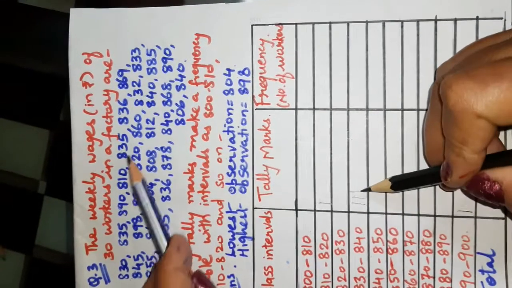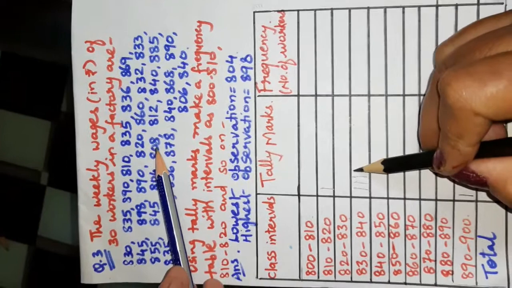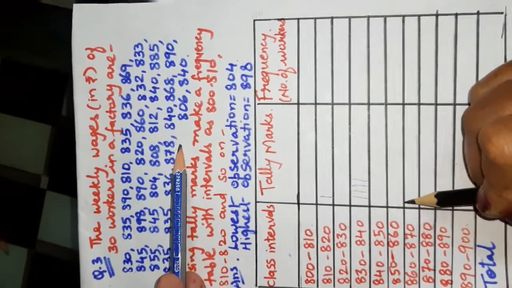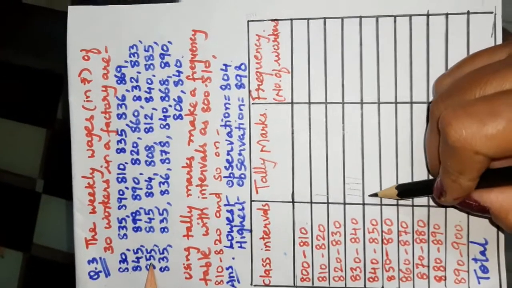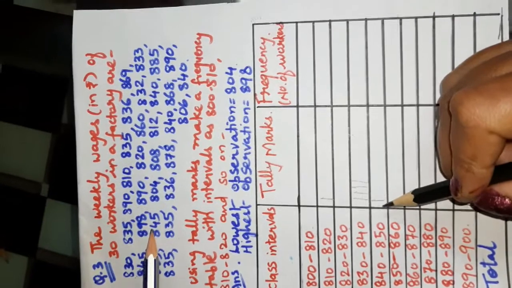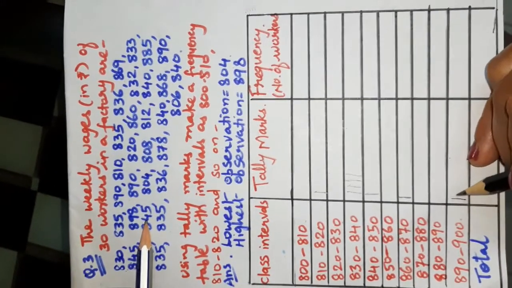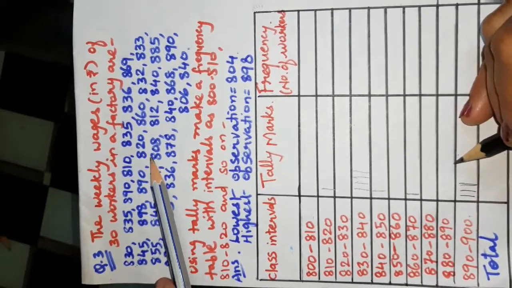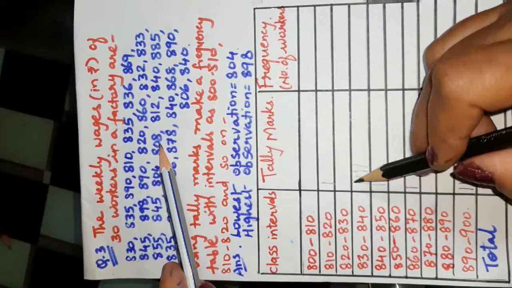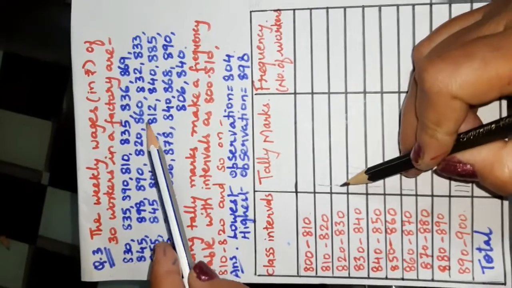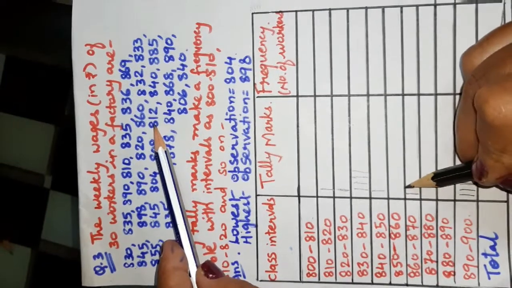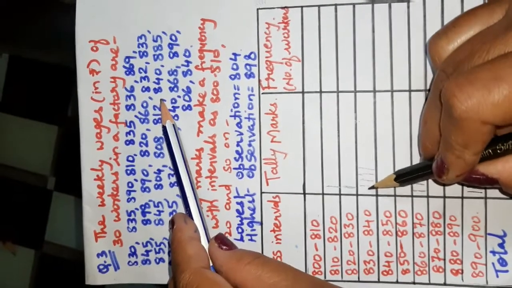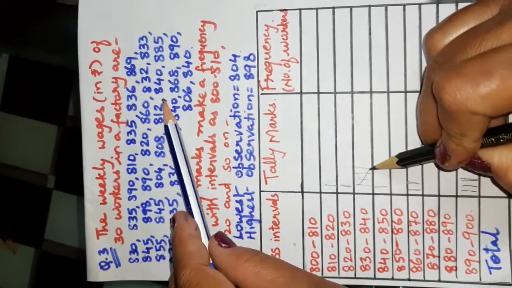835, 836, 869, then 845, 898 will be here, then 890, 820 will be here, 860, 832. These four lines are over, so the fifth line we will put as a cross.